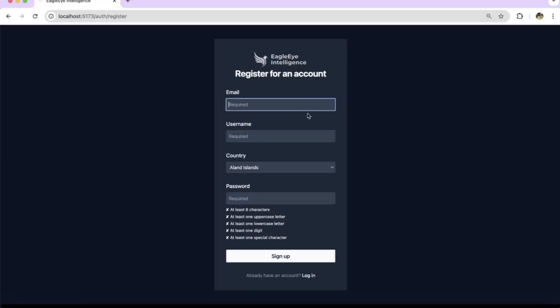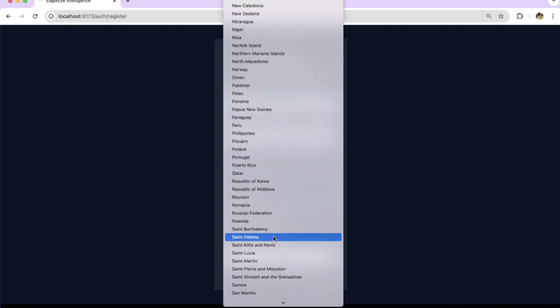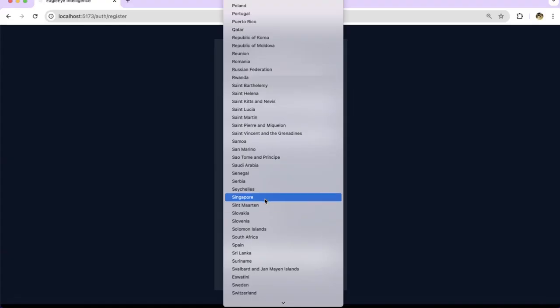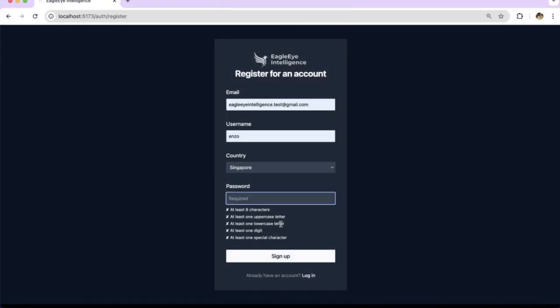Okay, now I'll be starting with the login. I'll be entering the email, and then this is the sign up process. So I'll put my name, and then Singapore, and password. Okay.